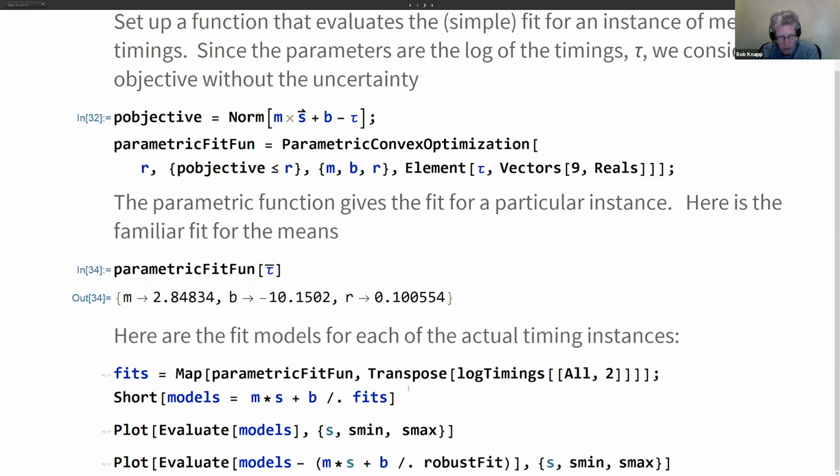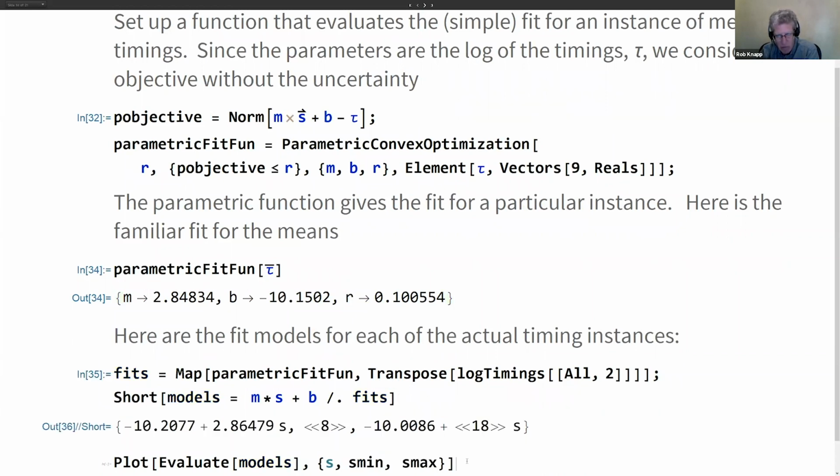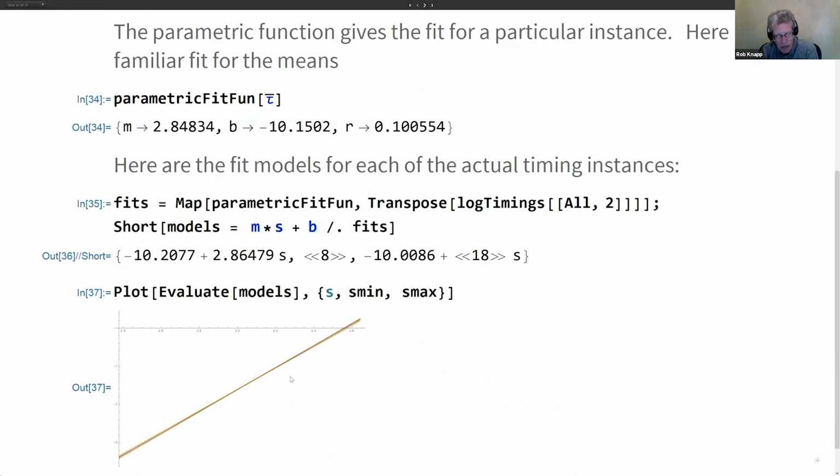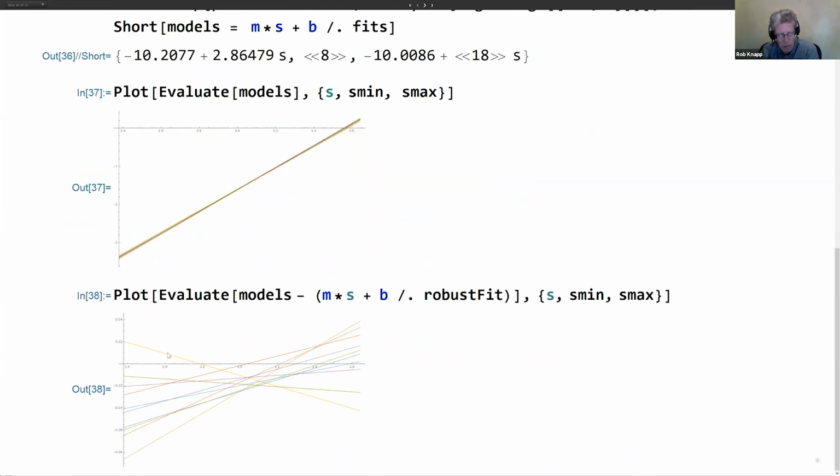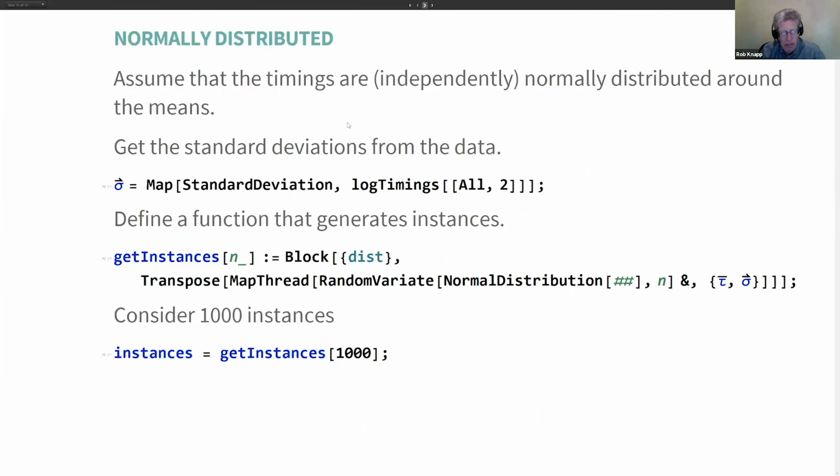So I can do a whole bunch of fits of all the 10 instances of the timing I did, and I get something like this. It's more useful to actually compare, say, to the robust fit. And you see I'm getting slopes and intercepts, within 0.05 or so, which vary quite a bit. Okay, so let's go a bit further with the robust optimization.